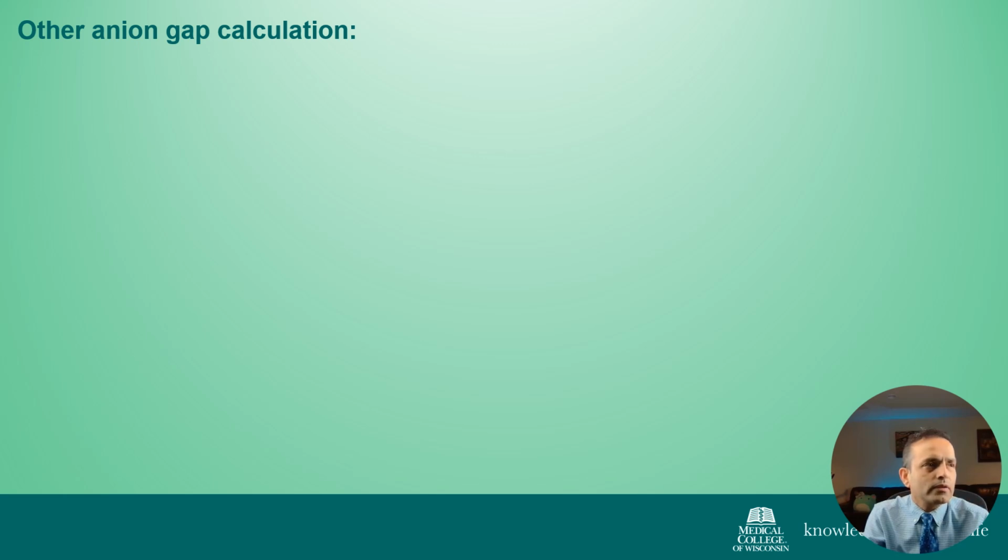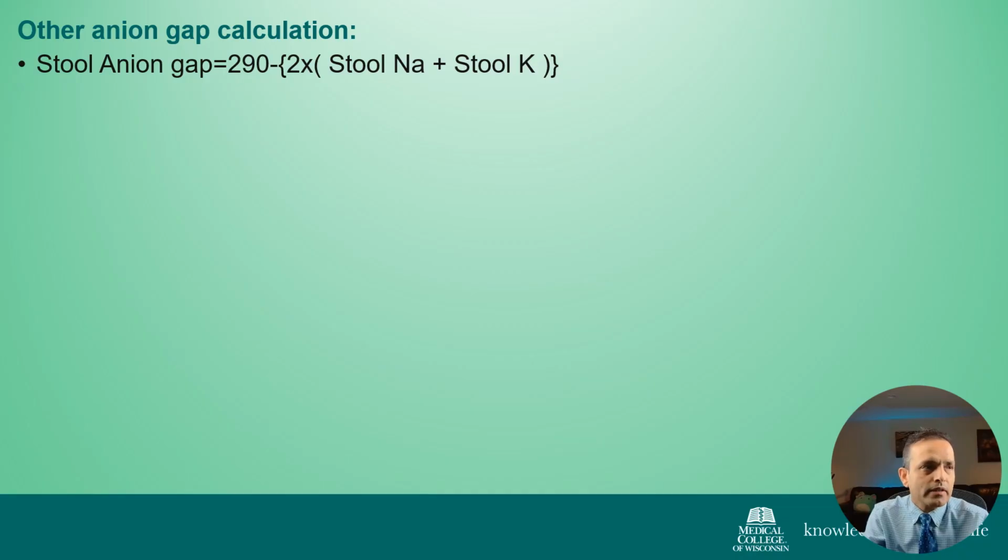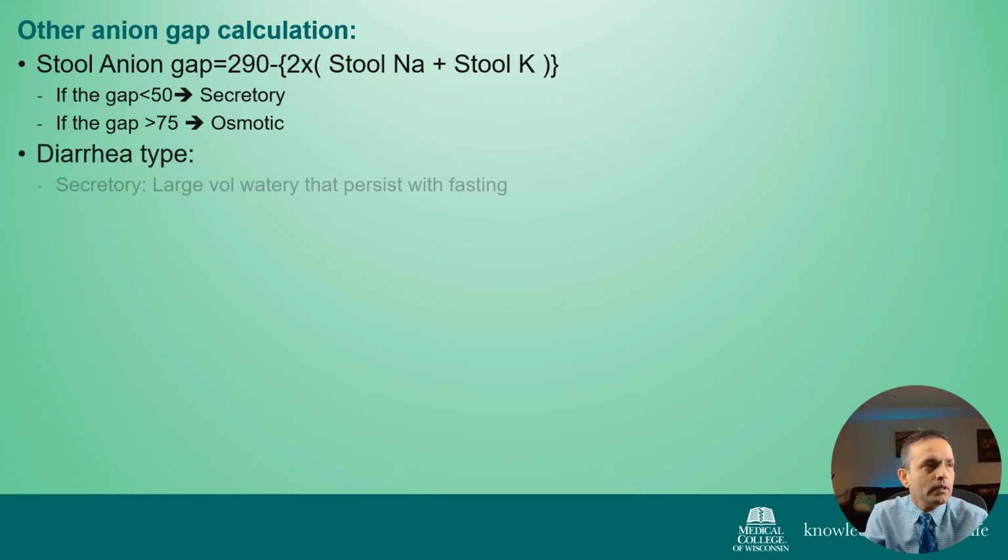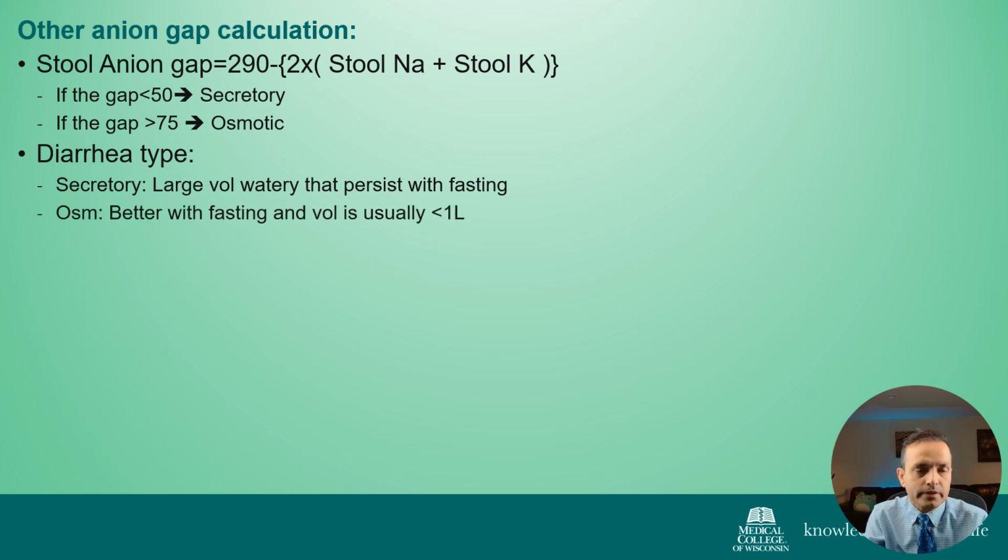So let's talk about the stool anion gap calculation, starting with the stool. So 290, which is the plasma osmolarity, then you subtract 2 times sodium plus potassium. If the number is less than 50, it's secretory, there is not much difference from the plasma. If the number is more than 75, it's osmotic. Osmotic tends to get better with fasting, and usually the volume is less than 1 liter. On the other hand, secretory tends to be high volume, and it persists with fasting. So that's a classical clue that helps in the diagnosis of diarrhea. And inflammatory, on the other hand, has blood and WBC in the stool.